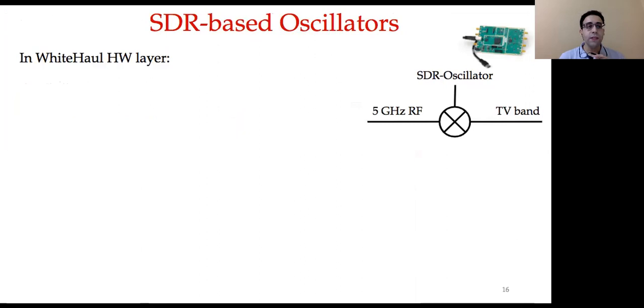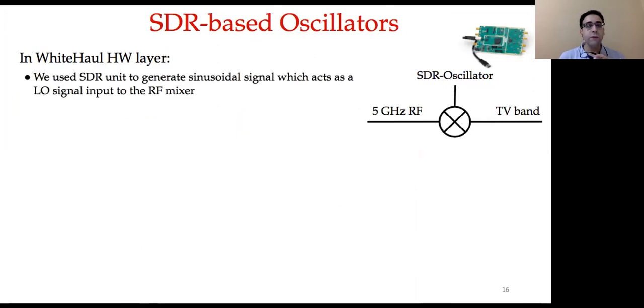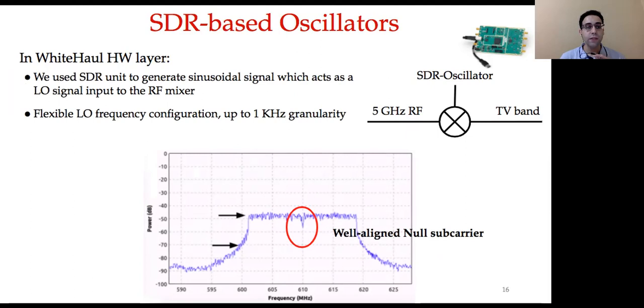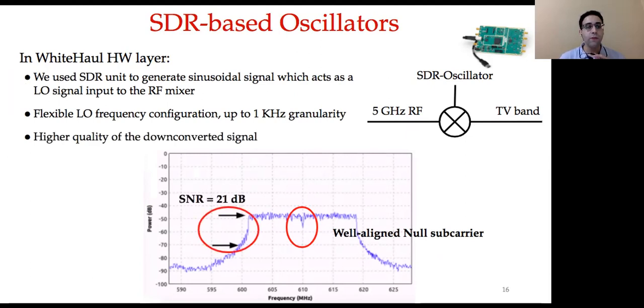To overcome these limitations, we propose using SDR-based oscillators. A software-defined radio is used to generate a sinusoidal signal which acts as a local oscillator signal to the RF mixer. Using the SDR-based oscillator, we were able to achieve a very fine-grained oscillator signal with up to 1 kHz granularity, and that allows us to avoid any improper null subcarrier alignment. And also, due to the better quality of the oscillator signal, we get a down-converted signal with a high SNR value, similar to the SNR value observed on the original RF signal.